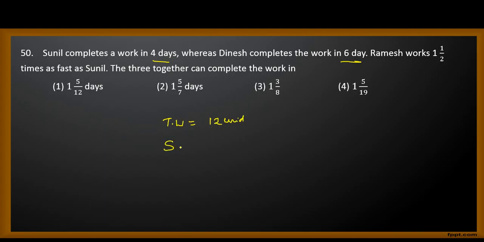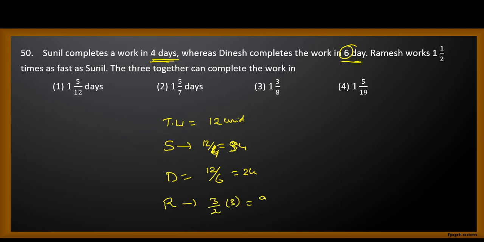Then Sunil will do how many units per day? 12 by 4, which equals 3 units, because he can complete the work in 4 days. Now Dinesh can complete the work in 6 days. So per day Dinesh will do how many units? 12 by 6, 2 units. Now what is the given condition? Ramesh is 3 by 2 times as fast as Sunil. So Ramesh can do 3 by 2 of 3, which equals 9 by 2 units.